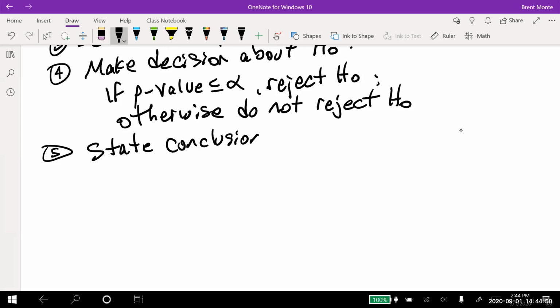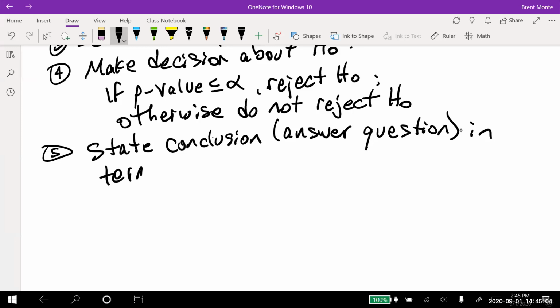which is usually answering the question. Let's make that conclusion look a little bit better. So answer the question. And this one is in terms of the alternative hypothesis, H sub A.